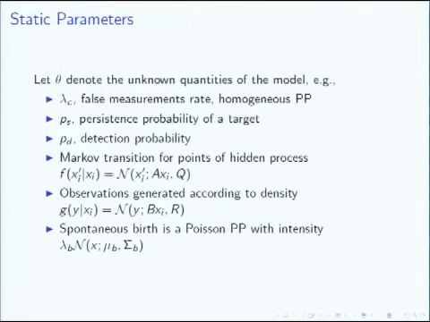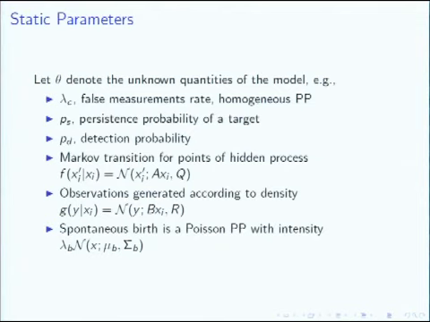Okay, so what do we do with static parameters? There are lots of static parameters for this problem, and let's just say these are some of them. We assume we don't know the rate of false alarms, false measurements. We assume it's a homogeneous Poisson point process at this rate. We assume we don't know the persistence probability of a target. We assume we don't know the detection probability. What's the probability to give you an observation? And we don't know lots of things concerning the transition density of the individual targets and the observation density.